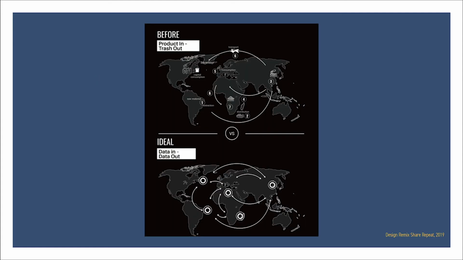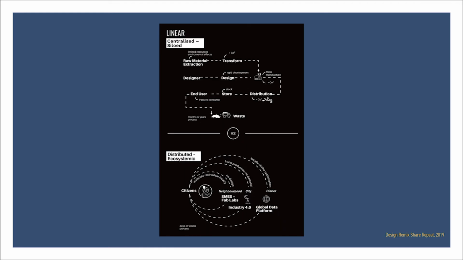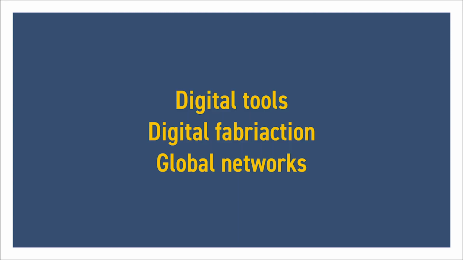Rather than following a product in, trash out model of production, we can have a data in, data out model. Rather than a linear model for production, we can have an ecosystemic model. And rather than a prescriptive relationship between the designer and the consumer, we can have a cooperative one. In this course, I will show you how you can achieve distributed design with 3 core building blocks: digital tools, digital fabrication, and global networks.